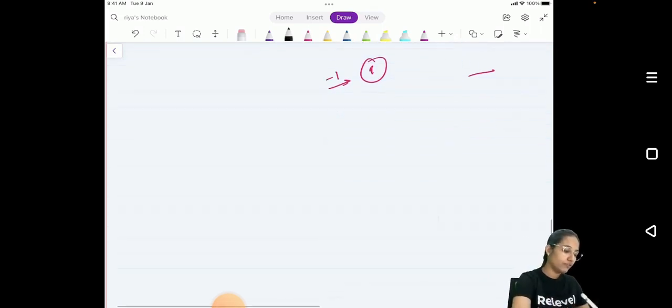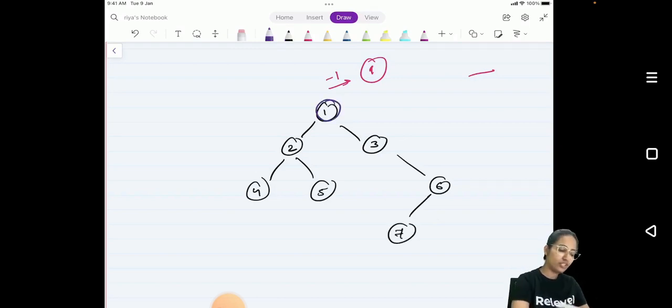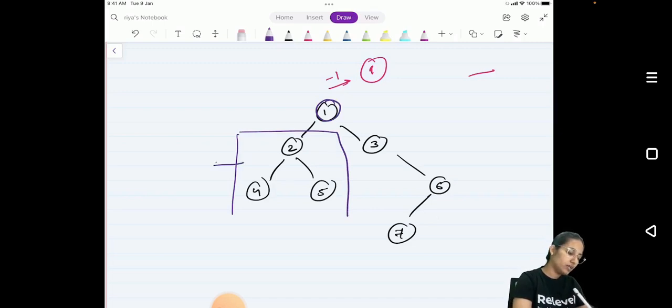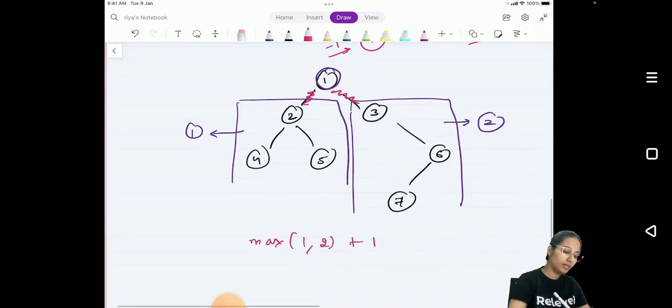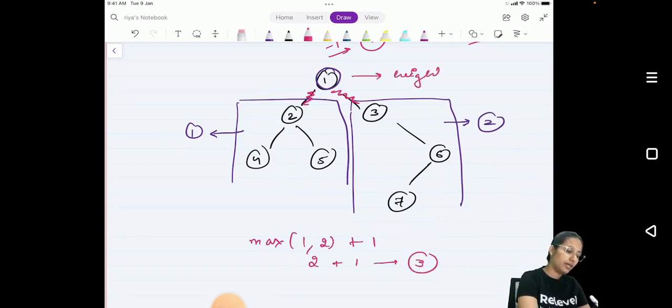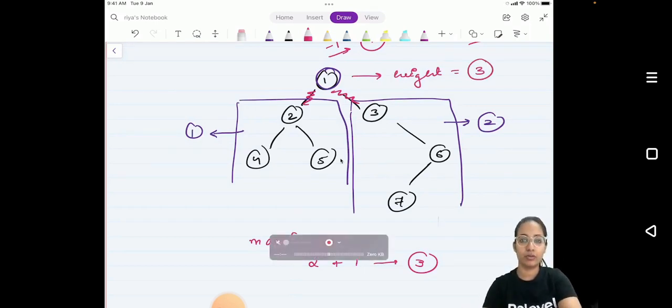For example, if I have a tree given over here, to find the height of this tree, I will find the height of the left subtree, which is 1. I will find the height of the right subtree, which is 2. Take the maximum of it, 1 and 2, and then add +1 for this edge. So this will be 2 + 1 equal to 3, and this is the height of the tree, equal to 3. This is going to come in handy while writing the code.